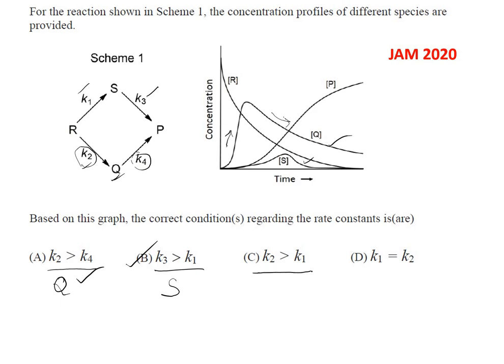Option C, K2 greater than K1. So K2 is involved here and K1 here. So from the figure, that means you have to focus on both Q and S. So if you look at the figure, at any point of time, the concentration of Q is greater than the concentration of S. That means K2 is greater. So K2 is greater than K1, that is also correct. So it seems that all are correct. No, because if C is correct, then D cannot be correct because it says K1 equals K2. So D is wrong. So here more than one answer is correct, and the answers are A, B, and C.